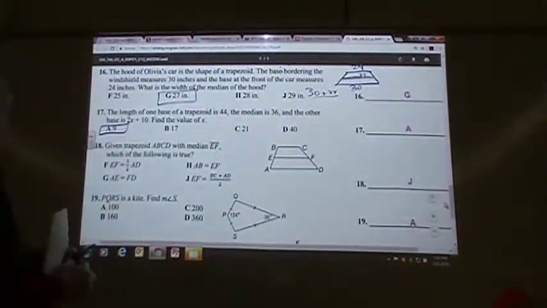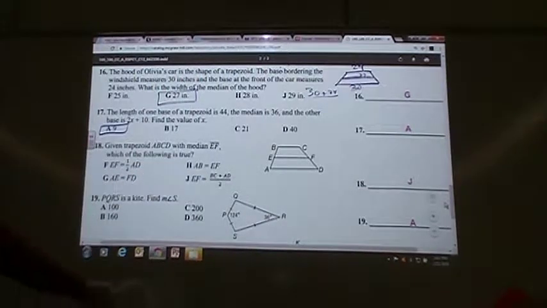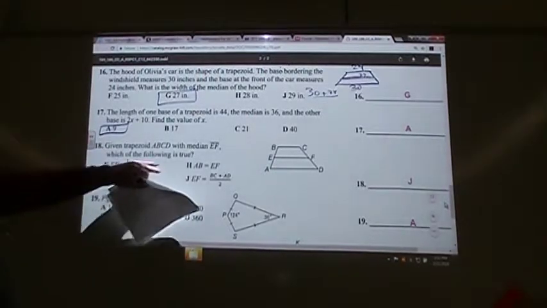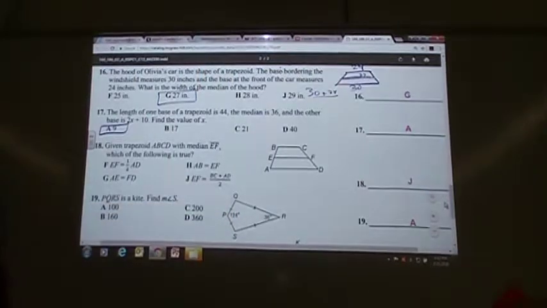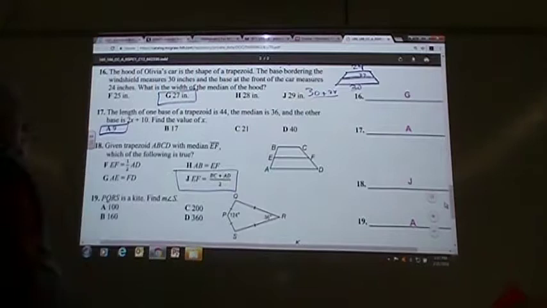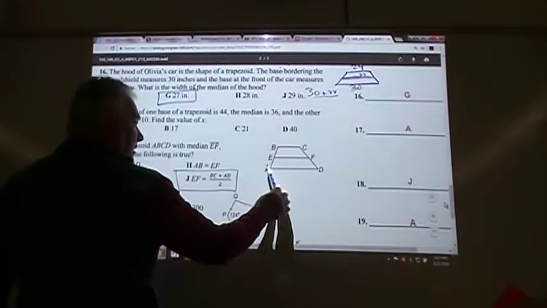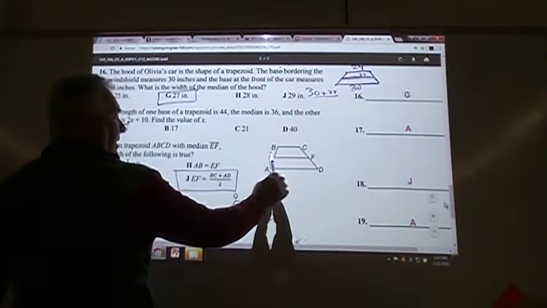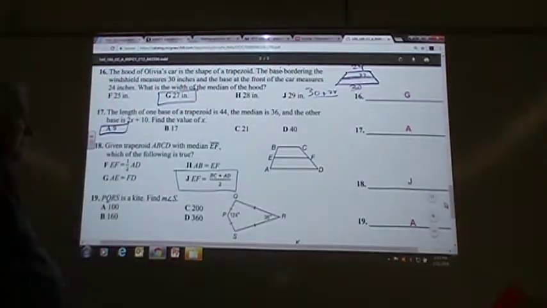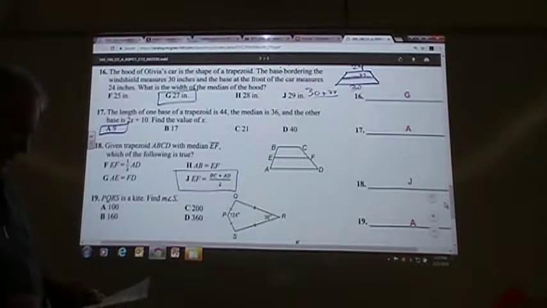Almost done. Another one with a median of a trapezoid. Given the trapezoid with the median EF, which of the following is true? You got to know basically the formula of the median, which is this one. J. BC plus AD divided by 2 will give you that measurement. Okay? So that's why our answer is J for that one.